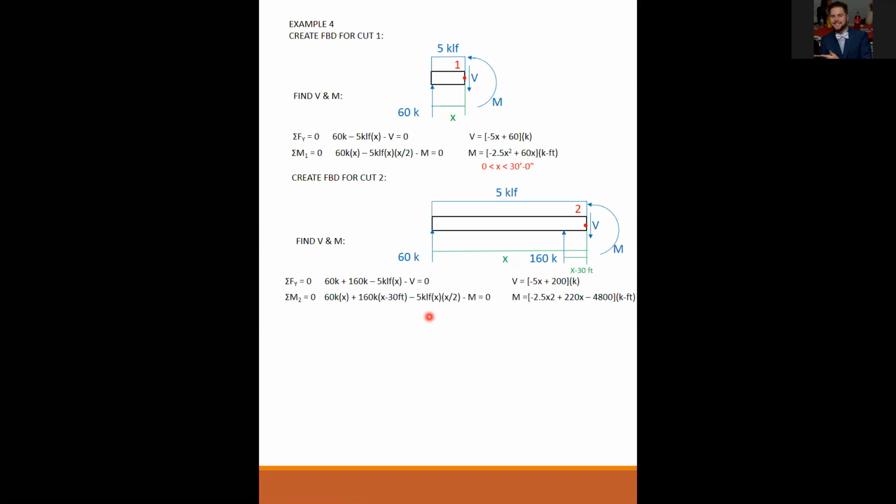Okay, so I think the shear here should it be negative 5x plus 220? That certainly looks like it, doesn't it? Yeah, looks like I got a typo. The way I have this set up, I'll find it later. But yes, no, you're right.